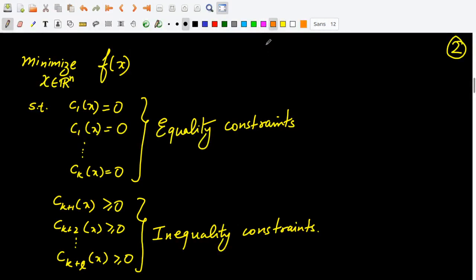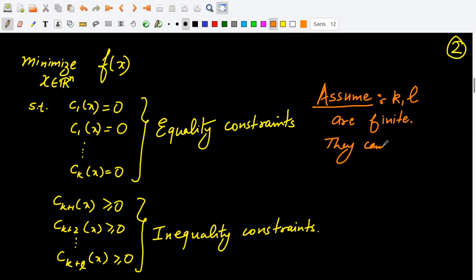We will assume for the rest of the course that K and L are finite. They can be 0. Notice that we have only greater than or equal to sign in our inequality constraints, but that is not a real restriction. You can also have less than or equal to type of constraints, but we are not allowed to have strict inequalities. We will discuss it towards the end of this lecture.